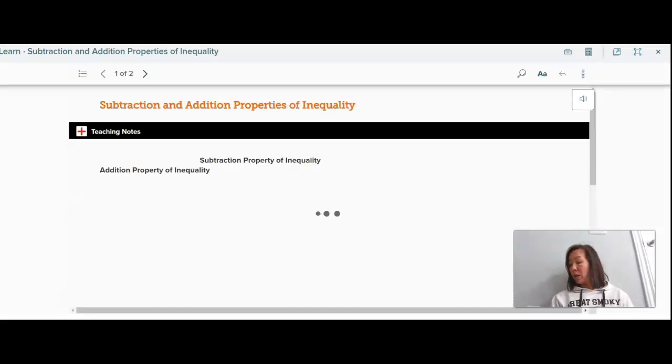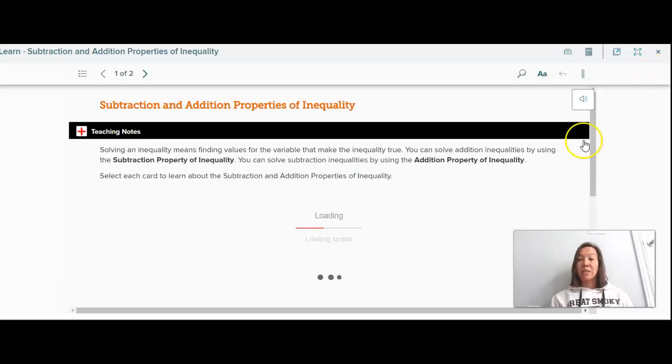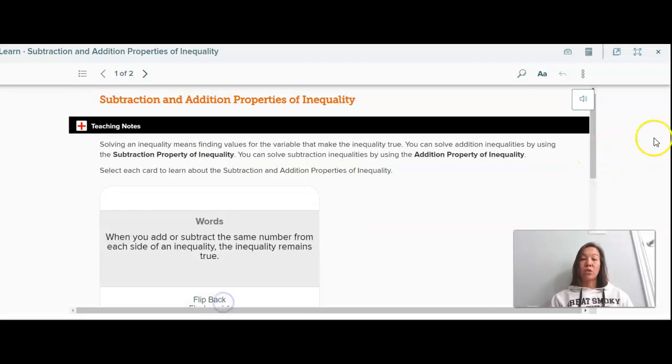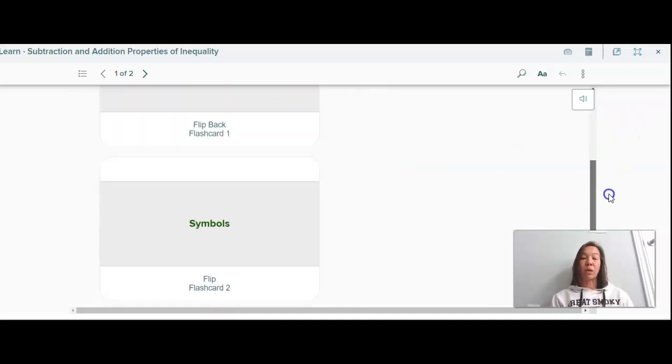Now these subtraction and addition properties of inequality are the same as the ones we used with equations. So the subtraction and addition property of equality also apply here. Essentially when you add or subtract the same number from each side of an inequality, the inequality remains true.